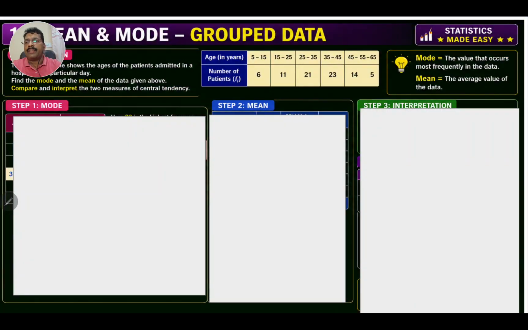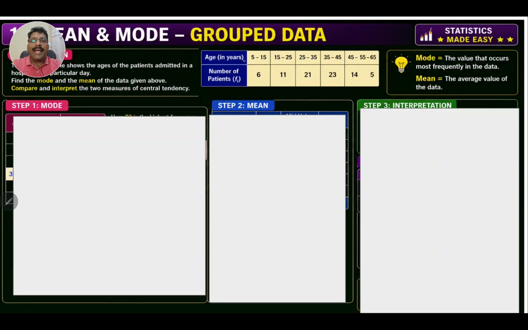See, this is a question from our exercise. This table shows the ages of the patients admitted in a hospital on a particular day. Find the mode and the mean of the data given above. Compare and interpret the two measures of central tendency.